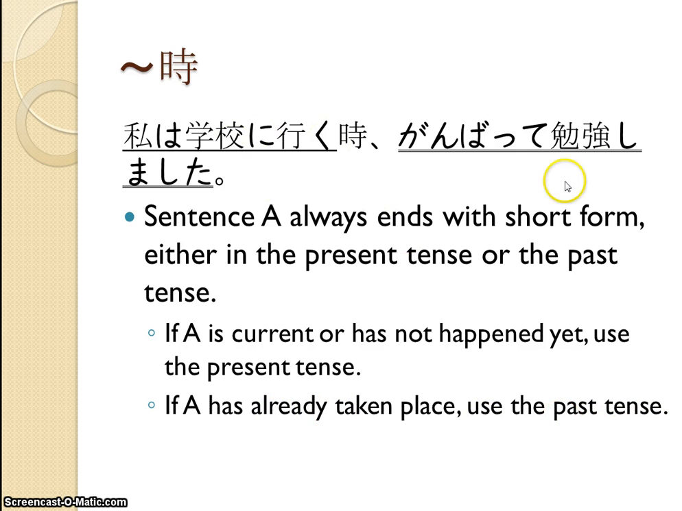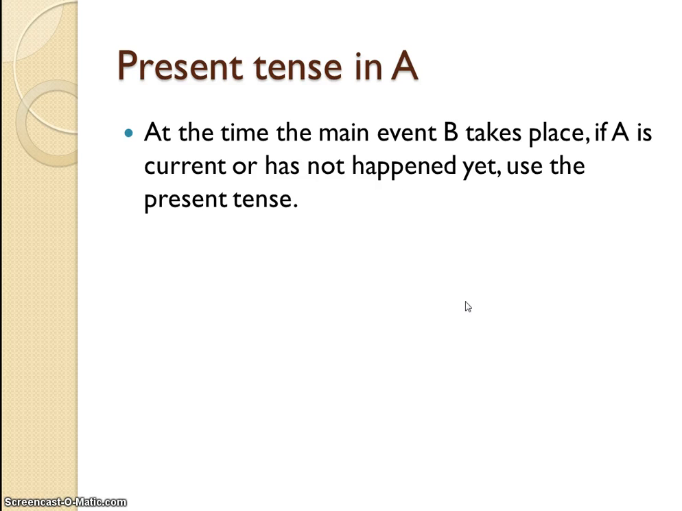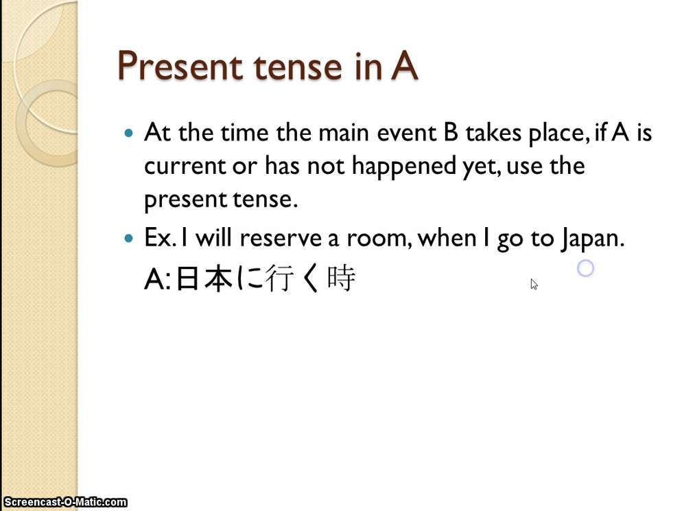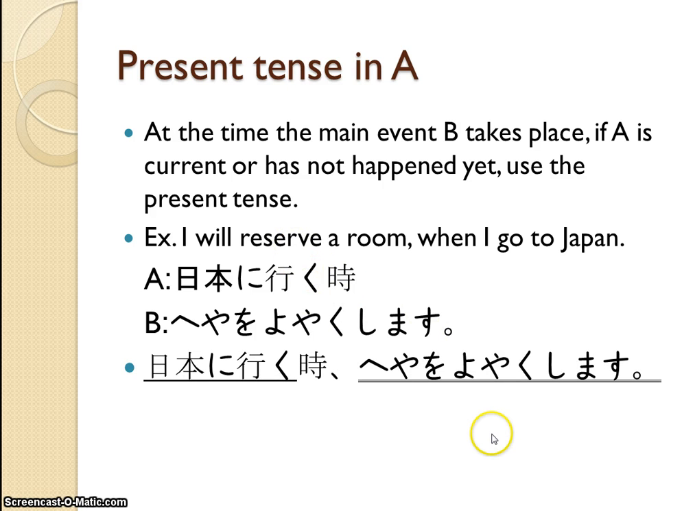Now, meaning that if action B needs to take place before A can occur, and so on, so forth. So we'll talk a little bit more about that, and I don't want to confuse you all until you look at the grammar lessons. Okay, so present tense in A. At the time that main event B takes place, if A is current or has not happened yet, then you're going to use the present tense for A. So, I will reserve a room when I go to Japan. 日本に行くとき、部屋を予約します. So obviously, you cannot have A before you have B. B has to happen first and then A can happen. So in this case, A would have to be in the present tense, like so.